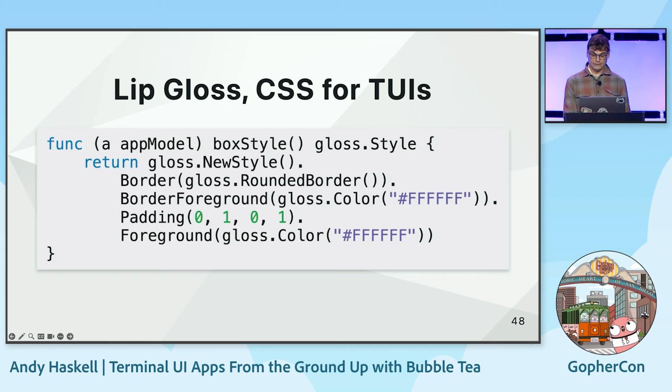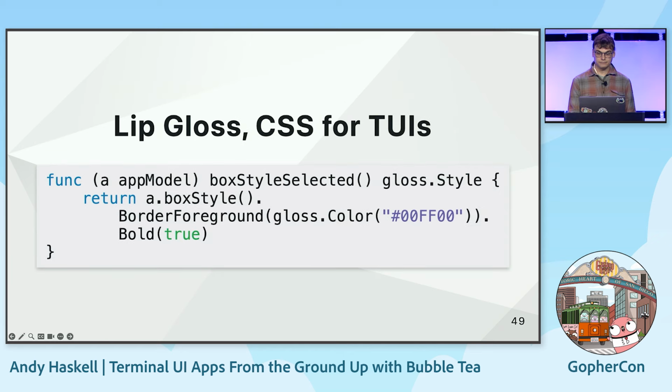Just like in CSS, you can specify the padding in up, right, down, left order, and each number you pass in is a number of terminal cells. So by passing in 0101, we're padding the content of the box from the left and right, one terminal cell each. And then finally, we also set the text in this style to white using the foreground method.